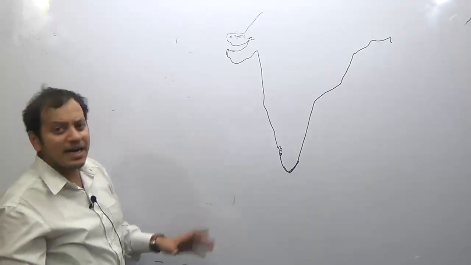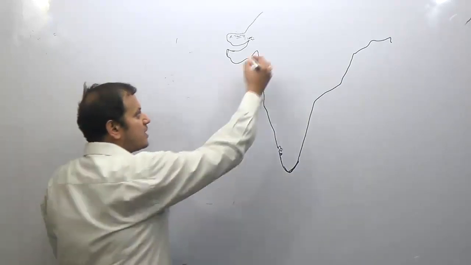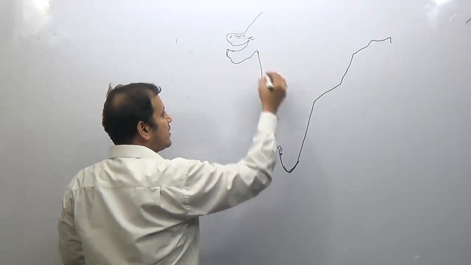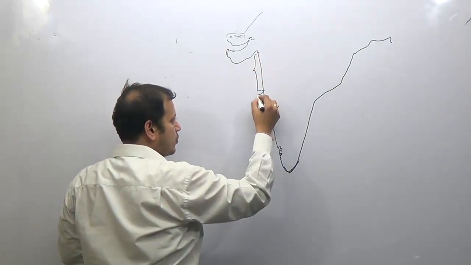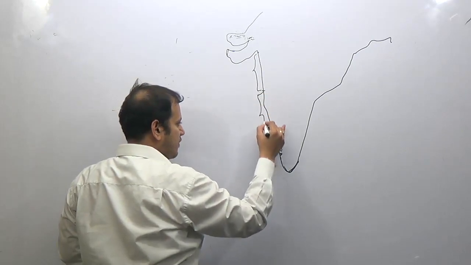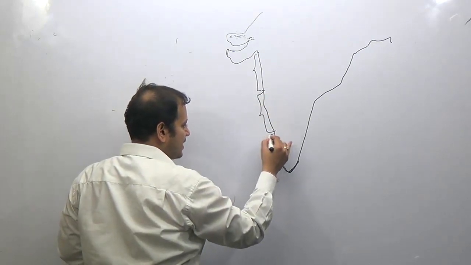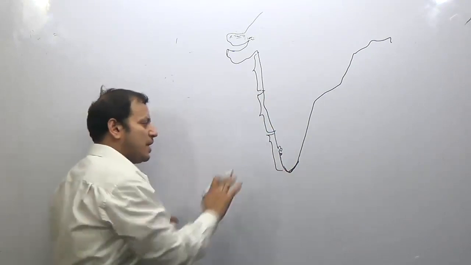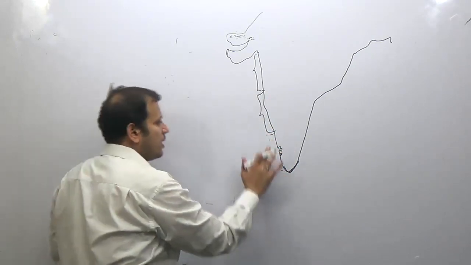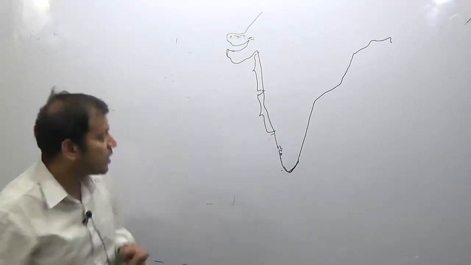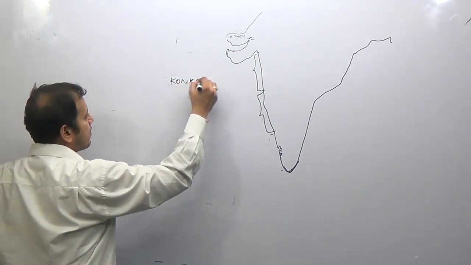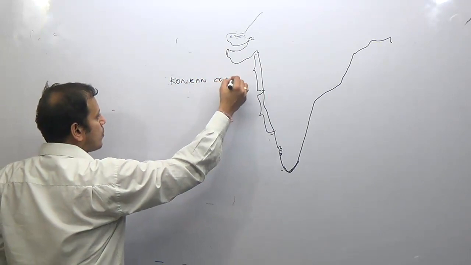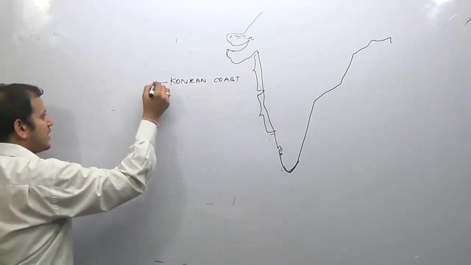Now, let us do the remaining coastline, that is the Konkan coast here in the state of Maharashtra and Goa, the Karnataka coastline here in the state of Karnataka, and lastly the Malabar coastline here. Now, I am not doing the Malabar coastline right now. Now, remember, Konkan coast in which state? Konkan coast lies in the state of Maharashtra.